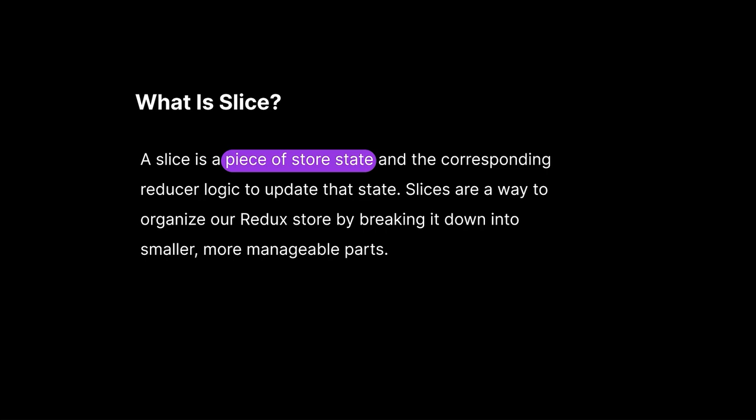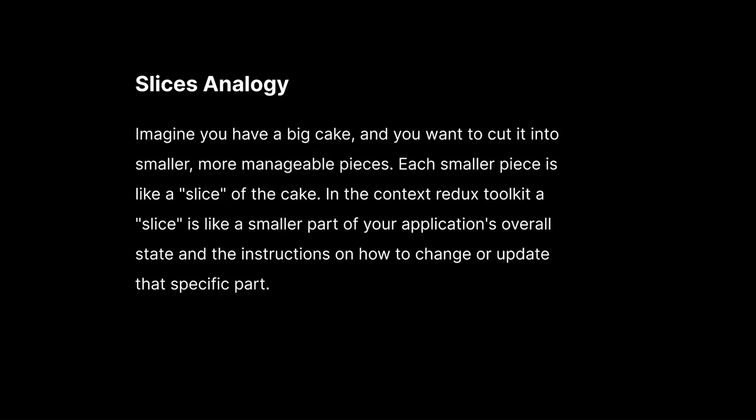That's because it has a lot of buzzwords right here, but now let me break all of them down for you. Okay, so here is the analogy. I want you to imagine that you have a big cake and you want to cut that cake into smaller and more manageable pieces. So each smaller piece is like a slice of the cake. In the context of Redux Toolkit, a slice is like a smaller part of your application's overall state and the instructions on how to change or update that specific part. Okay, so yeah, that's as simple as I can go.